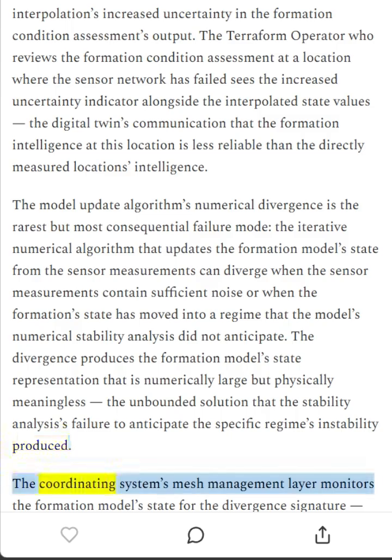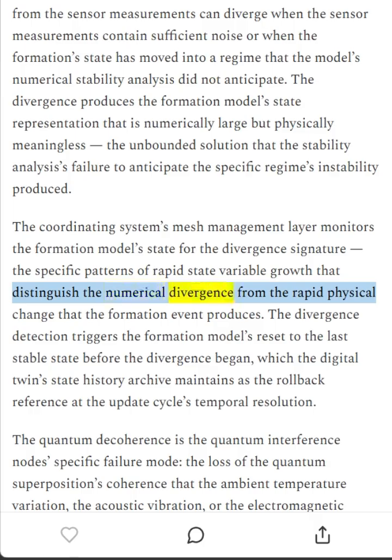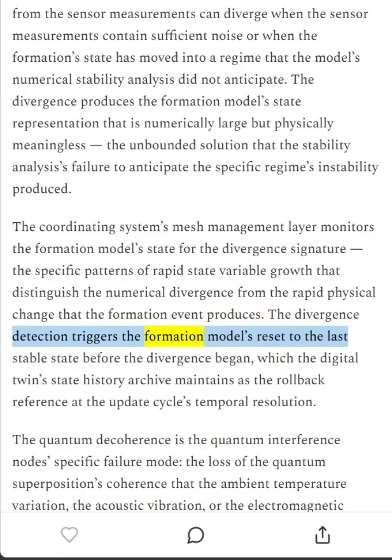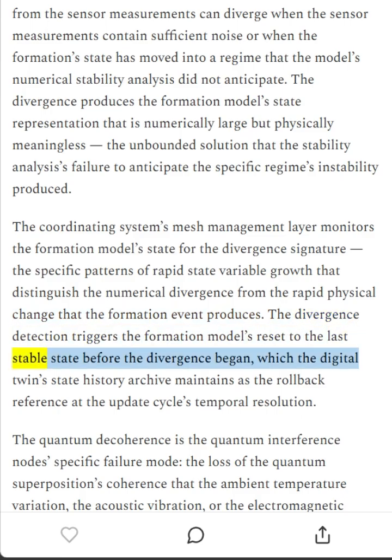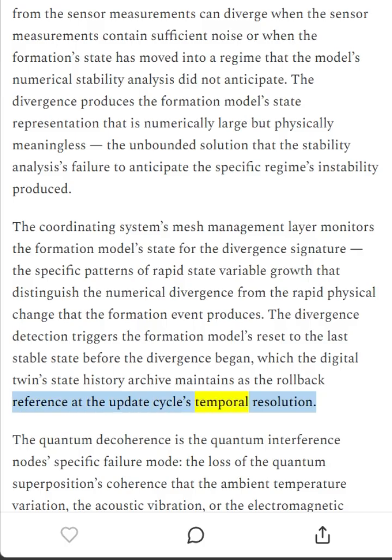The coordinating system's mesh management layer monitors the formation model state for the divergence signature, the specific patterns of rapid state variable growth that distinguish the numerical divergence from the rapid physical change that the formation event produces. The divergence detection triggers the formation model's reset to the last stable state before the divergence began, which the digital twin state history archive maintains as the rollback reference at the update cycle's temporal resolution.